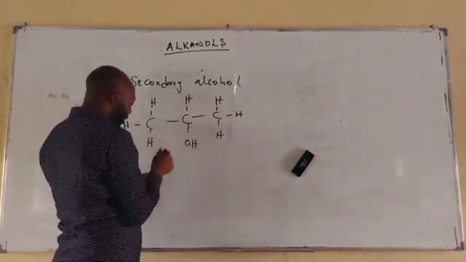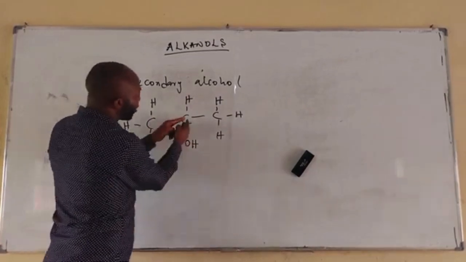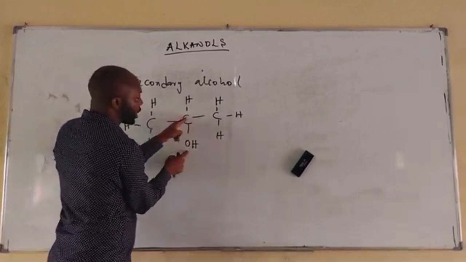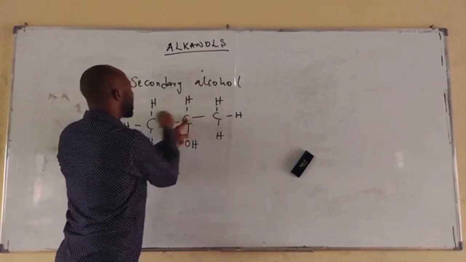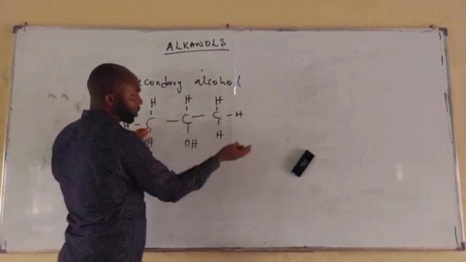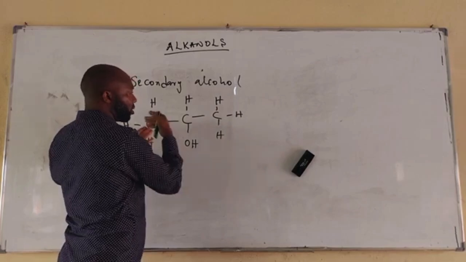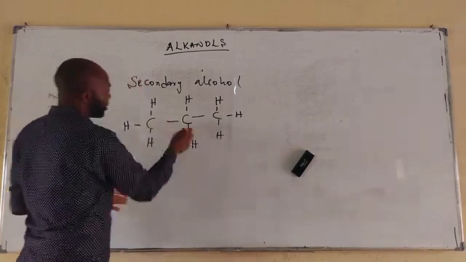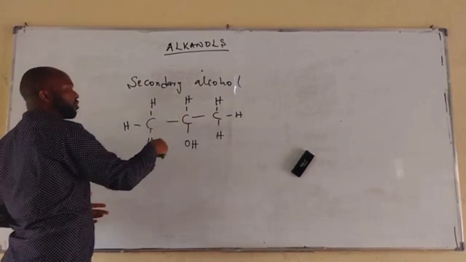So this is the secondary alcohol because this is the carbon carrying the OH group, which is the functional group. This carbon is attached to two other carbon atoms. And this is 2-propanol or propan-2-ol, as the case may be. So this is what secondary.